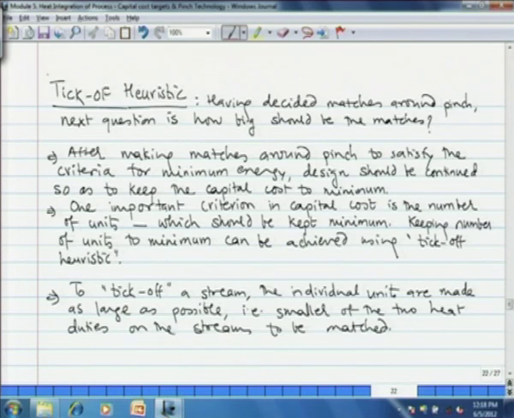The next criterion that we are going to see is that of the Tickoff heuristic. Now, this is related to the number of streams which I just mentioned. Once we decide the matches around the pinch, like which streams have to be matched, then the next question that we have to answer is how big these matches should be. In other words, what should be the total heat load on any exchanger.